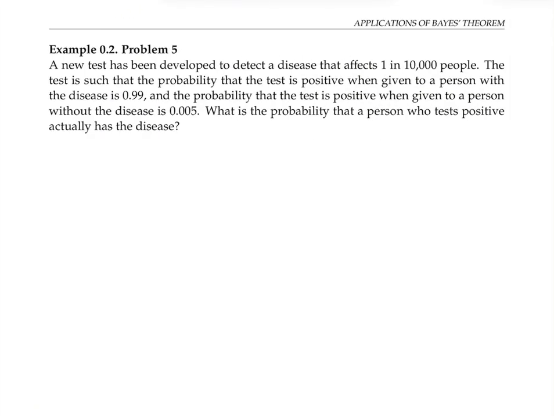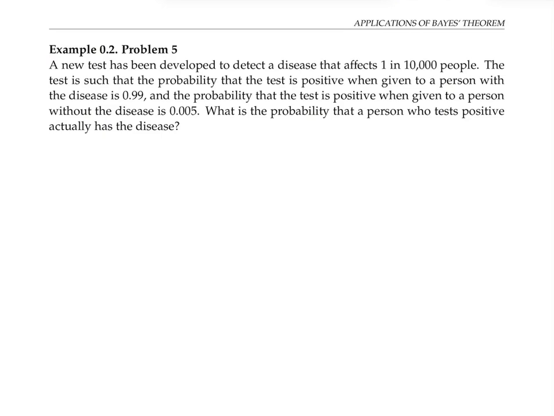Now, let's try an example. This is problem 5 from the textbook. It reads, a new test has been developed to detect a disease that affects 1 in 10,000 people. The test is such that the probability that the test is positive when given to a person with the disease is 0.99, and the probability that the test is positive when given to a person without the disease is 0.005. What is the probability that a person who tests positive actually has the disease?